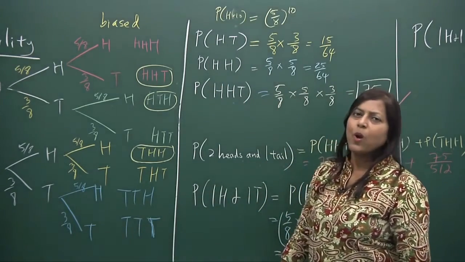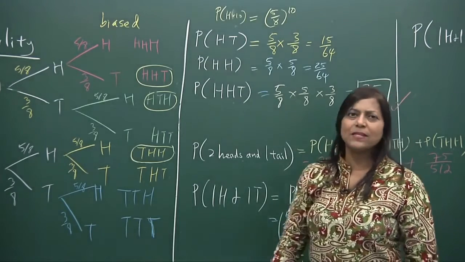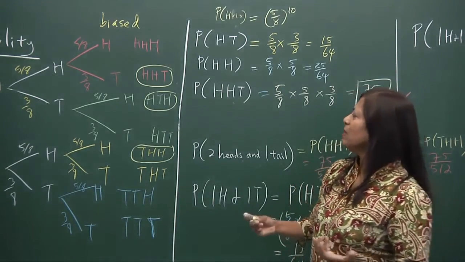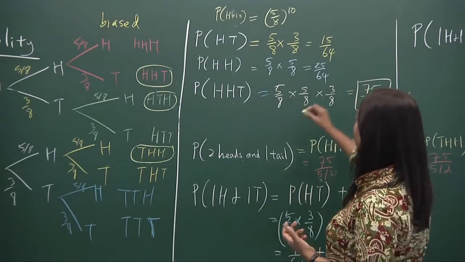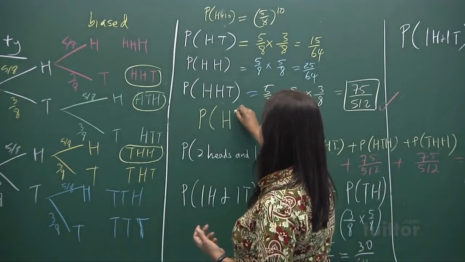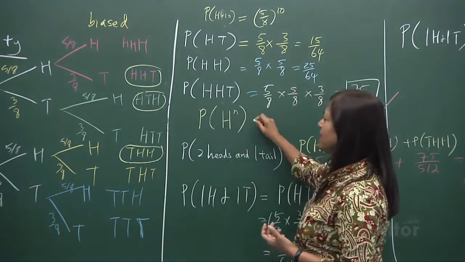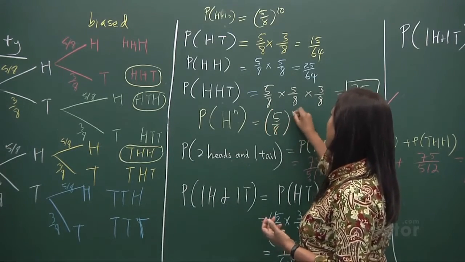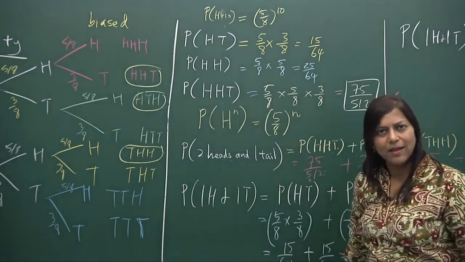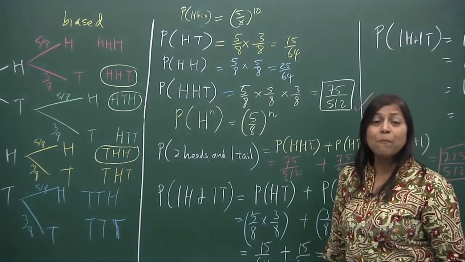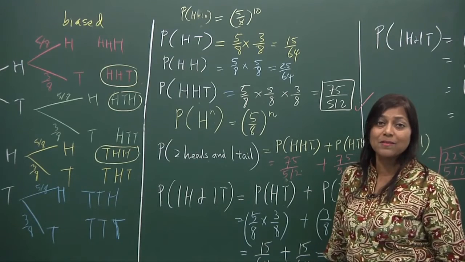And what is the probability if I said I want a head n times? So the probability of getting a head n times is actually 5/8 multiplied n times. You got it? Great. 5/8 multiplied n times.